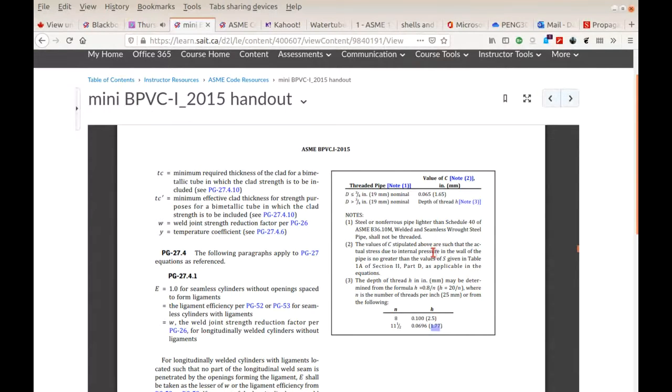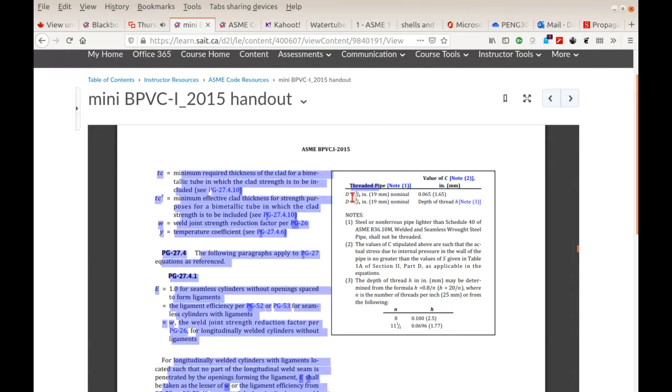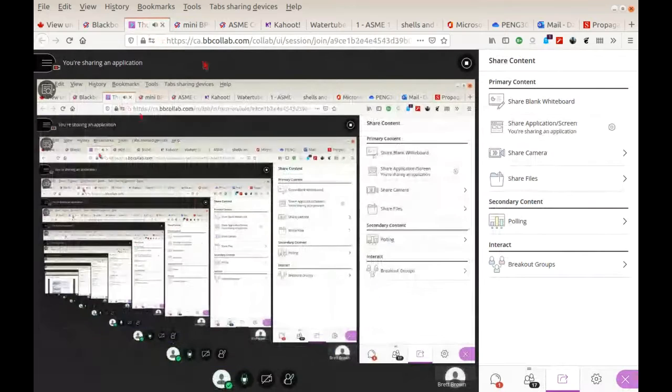The next thing is, C is additional thickness for structural stability. So maybe you've got a thin wall pipe and, as a designer, you want to add a little bit of extra structural stability. But the most important thing is where you are putting threads in, because when you're threading, you're actually removing some of the pipe material, so you have to compensate for having removed material. So let's see what that looks like.